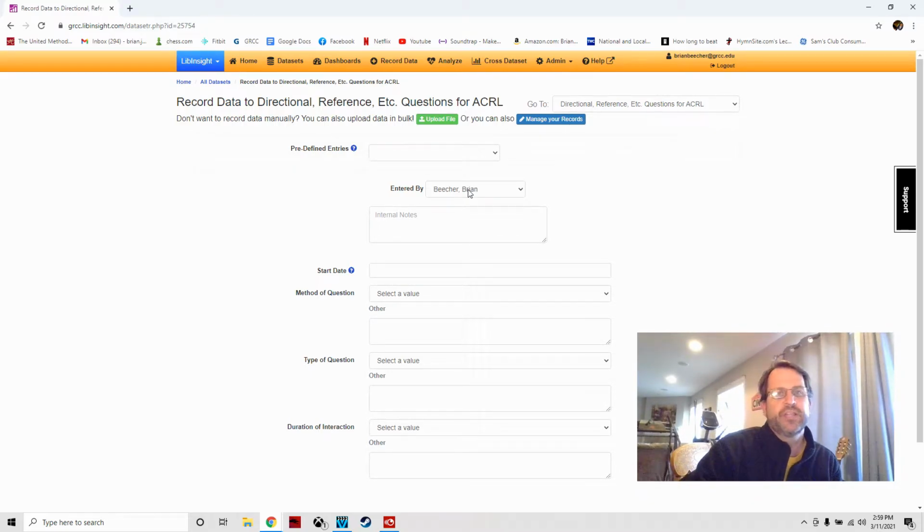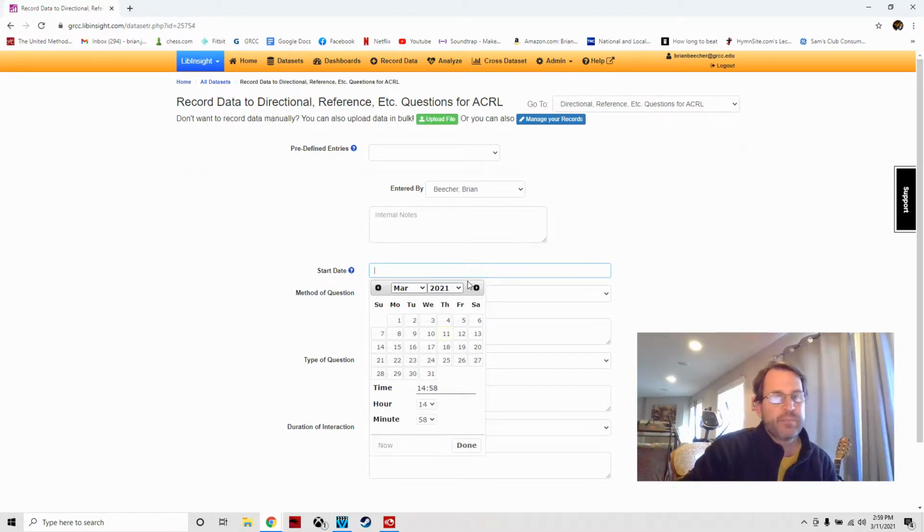So you want to make sure that who is entering the data is the person answering the question. That would be you, or me in this case, because I'm the one answering this question. We're going to timestamp it. So I'm answering the question right now. It's March 11th, and it says 14:58. So the time is 2:58 Eastern time.